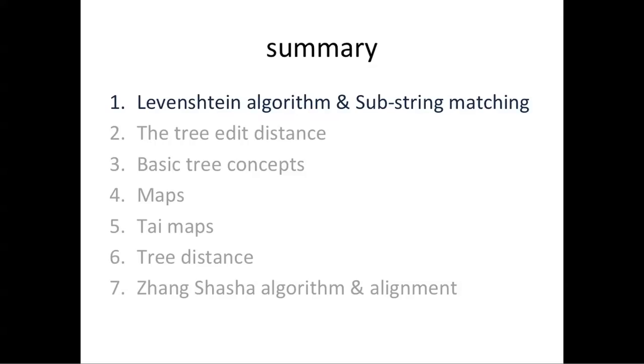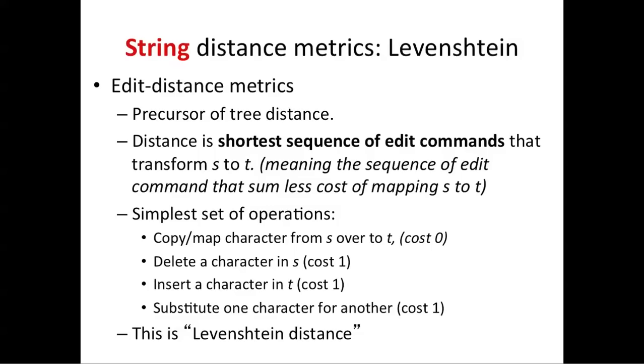Let's start by seeing the Levenshtein algorithm and the substring matching algorithm. The string distance, also known as the Levenshtein algorithm, is a precursor of the tree-edit distance, and it measures the shortest sequence of commands that transform a string S into a string T. What it does is count the number of operations of swapping one character for another, deleting one character in S, or inserting one character in T.